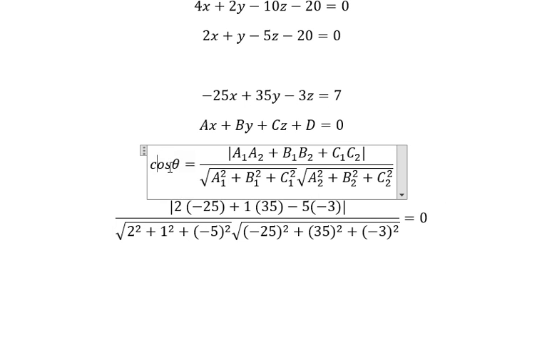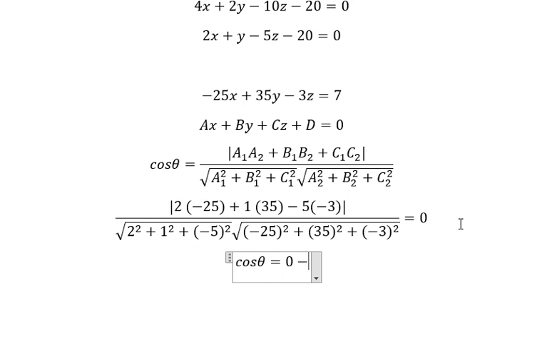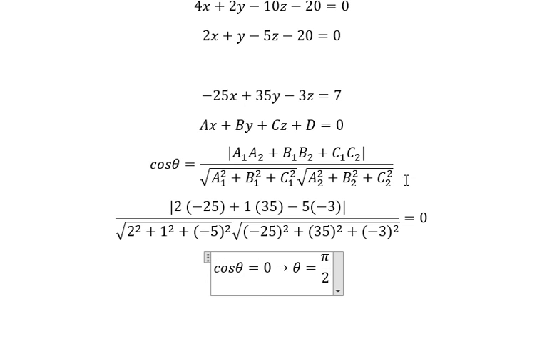So cosine theta equals 0. That means theta equals pi over 2. And this is the final answer.